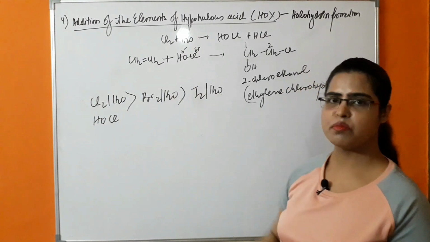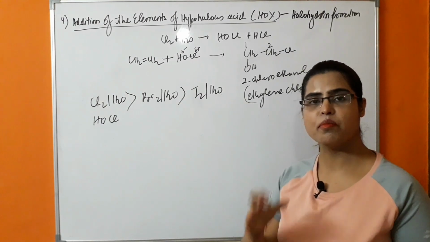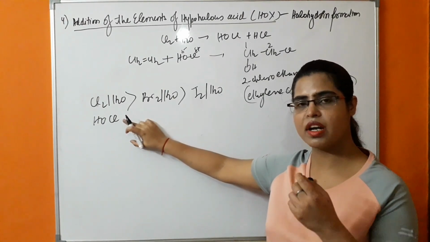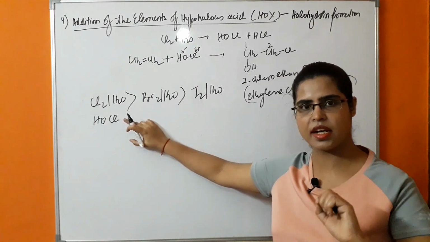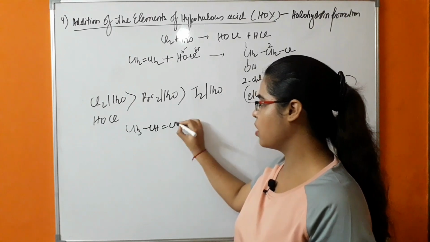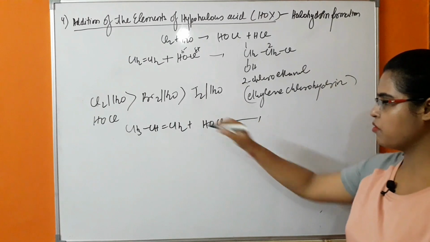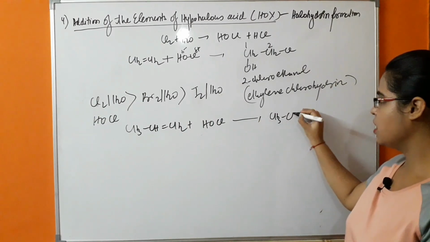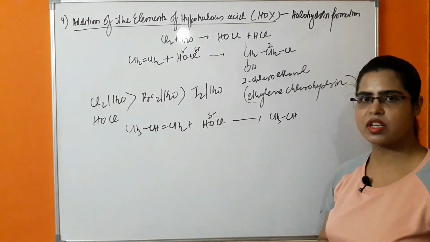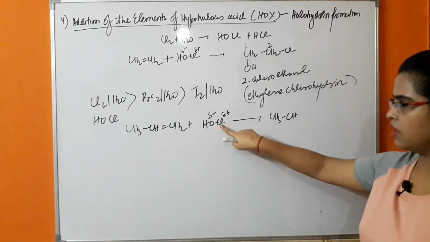In this case, if an unsymmetrical alkene is present, then the reaction will take place by the help of the Markovnikov rule. It means the negative part of the unsymmetrical reagent will attack the carbon which has fewer hydrogens. So what will be the reaction? If there is an unsymmetrical alkene, CH3 CH double bond CH2 in the presence of HOCl, there will be formation of CH3 CH. The negative part is OH minus, so the partial negative charge is on OH and the partial positive charge is on this chlorine.